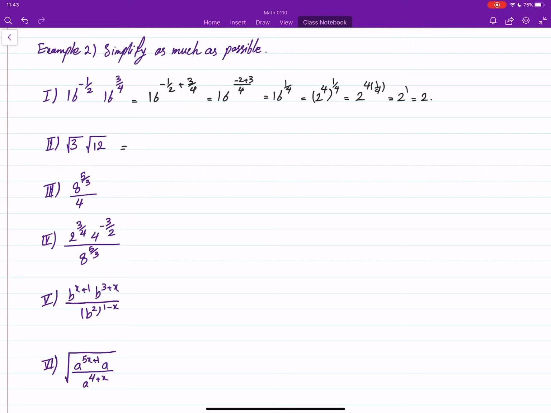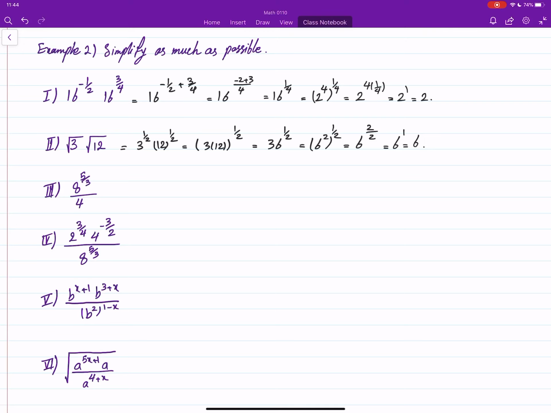Here, in this case, we have root 3 and root 12. So root 3 is 3 to the power half, and root 12 is 12 to the power half. When you multiply, they have the same exponent. You can write one of the exponents and multiply the bases. So this will be 36 to the power half. 36 itself is 6 to the power 2, and this gives us 6 to the power 2 over 2, which is just 6.